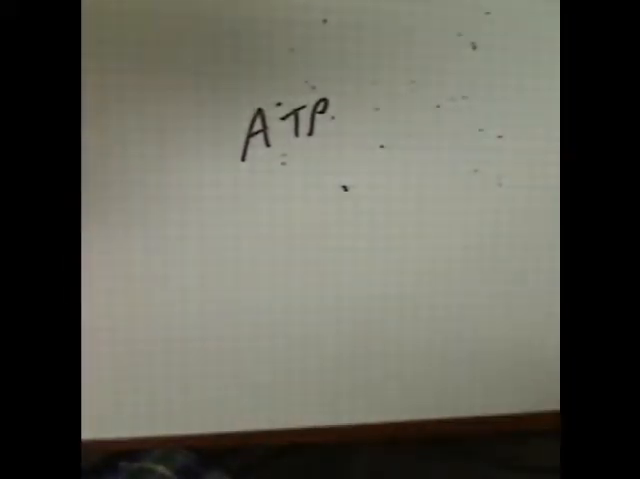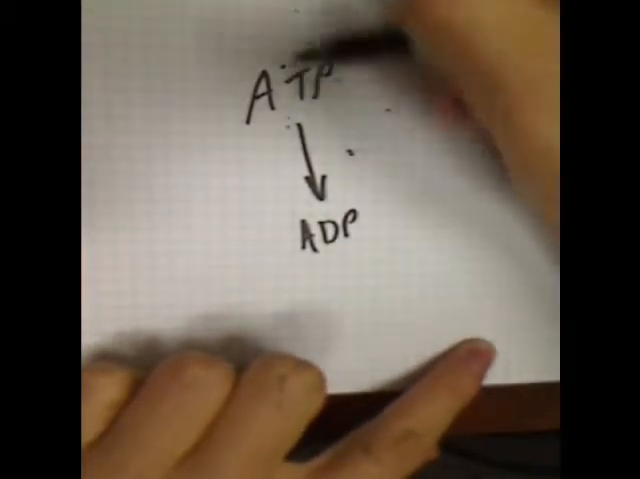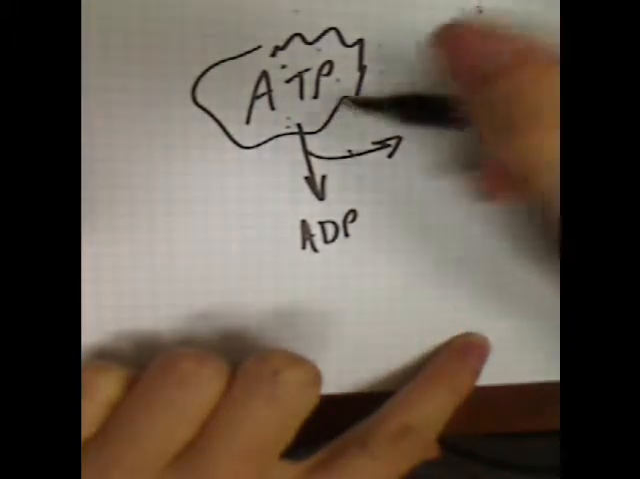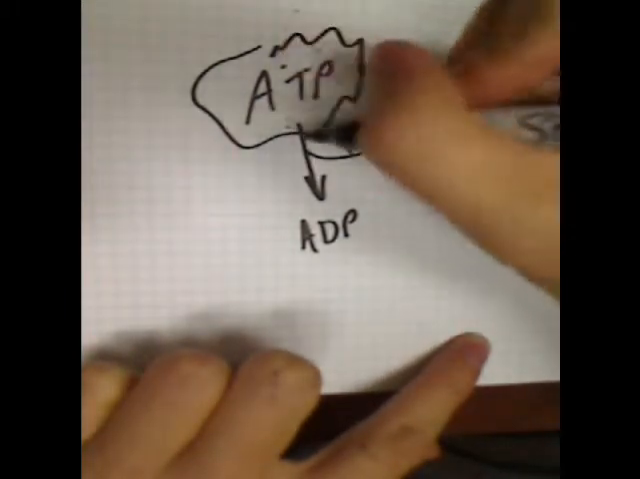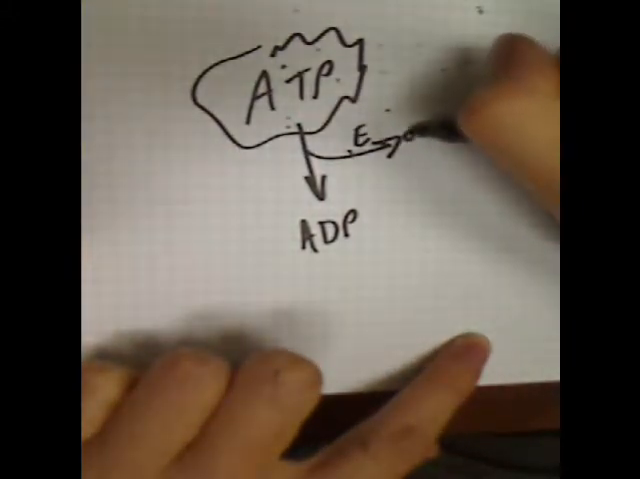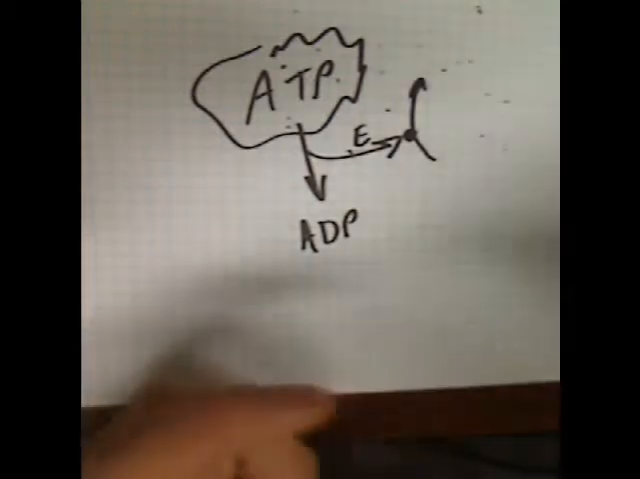So in general, ATP being allowed to become ADP, so this high-energy thing becoming this low-energy thing, releases energy. So this is an exergonic process. And this exergonic reaction can be used to drive any kind of endergonic reaction.